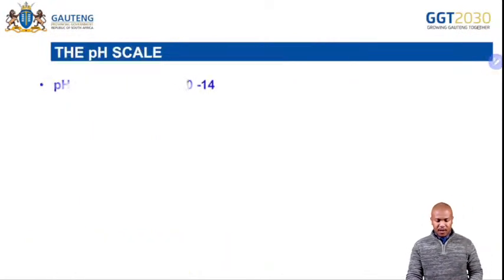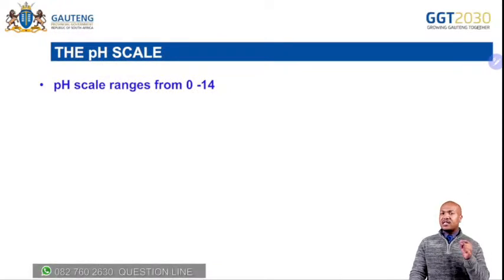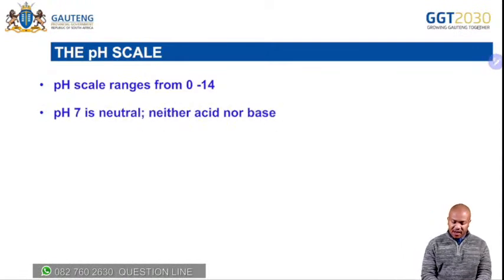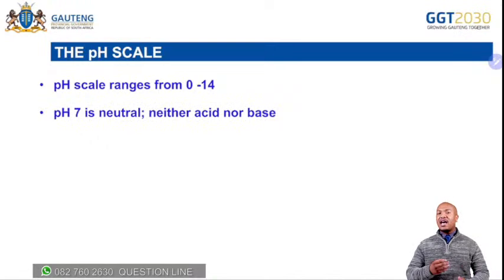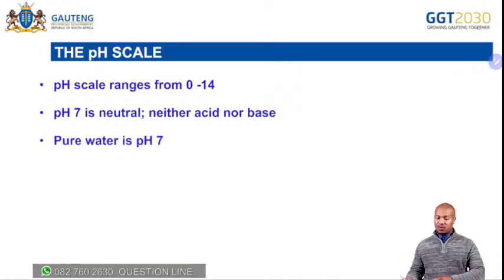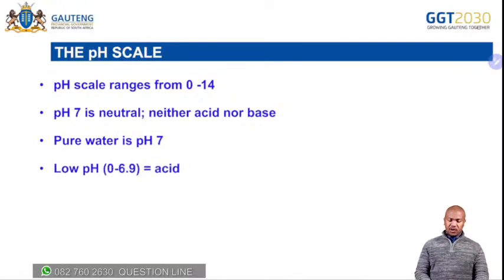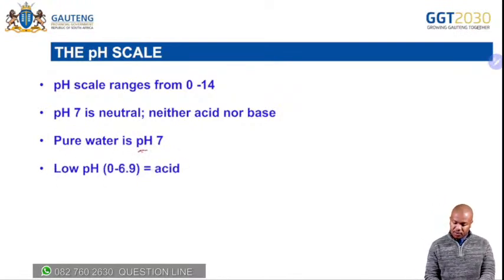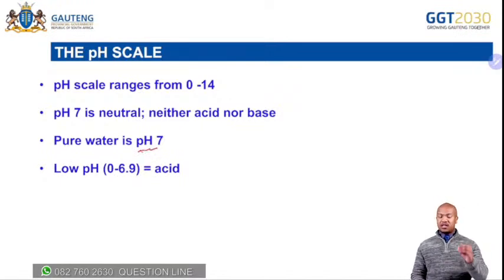The pH scale. We said a pH scale is a scale that ranges from 0 to 14. And not only that, pH 7 is neutral, which means it is neither acidic nor basic. So from this range from 0 to 14, 7 is the center and is where you find neutral substances. Between 0 and 7 is where you find acids, and between 7 and 14 is where you find bases. I gave you an example here to say that pure water is pH 7, which means it is neutral.